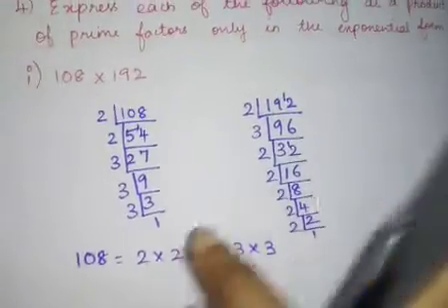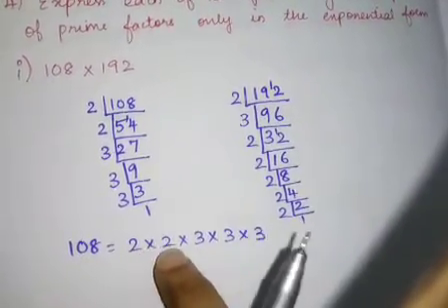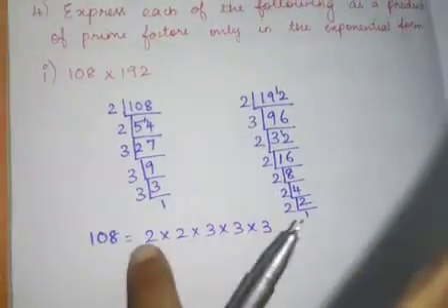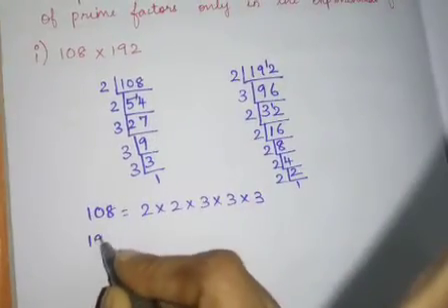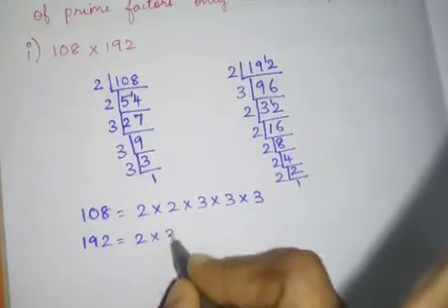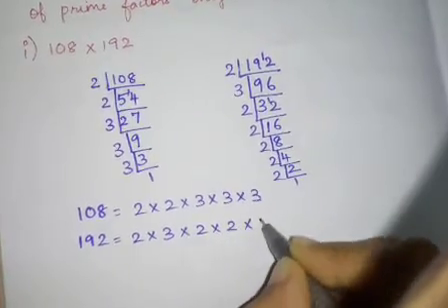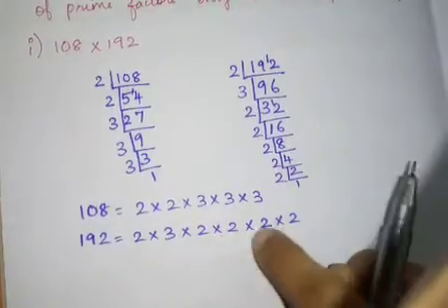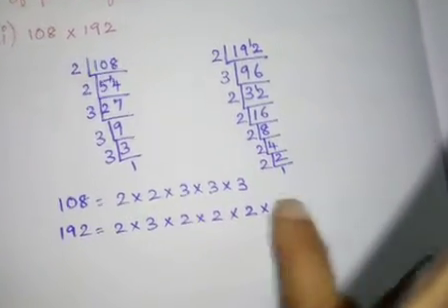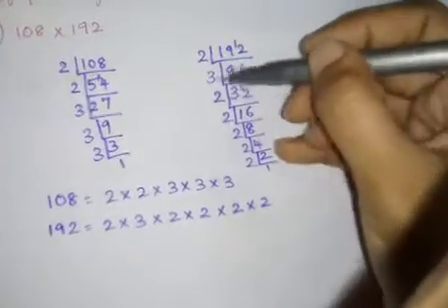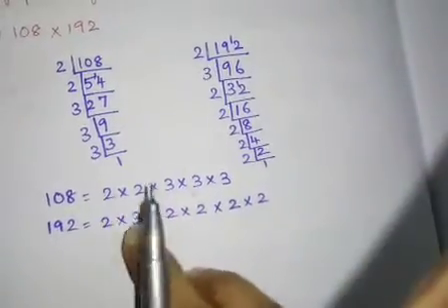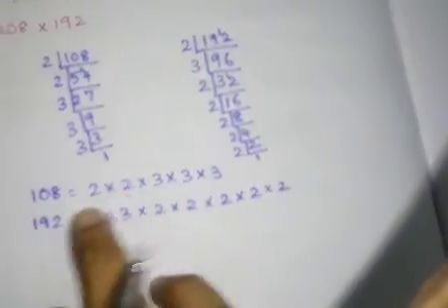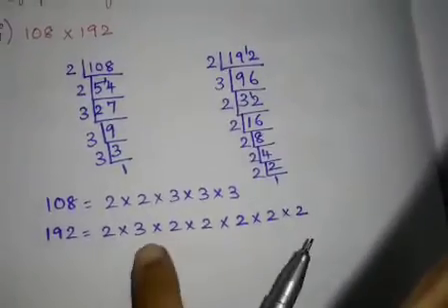Why have I done this? We have to write the composite number as a product of prime factors. You should use only the prime numbers here because it is a product of prime factors. 192 is equal to 2 into 3 into 2 into 2 into 2 into 2. So how many 2's are there? 1 2 3 4, 1 2 3 4, then 3 2. Okay, that's all. 1 2 3 4 5 6 7. So I have written 108 like this and 192 like this.